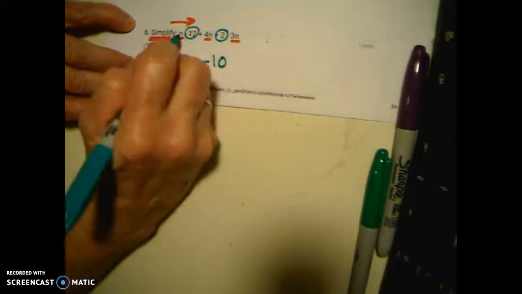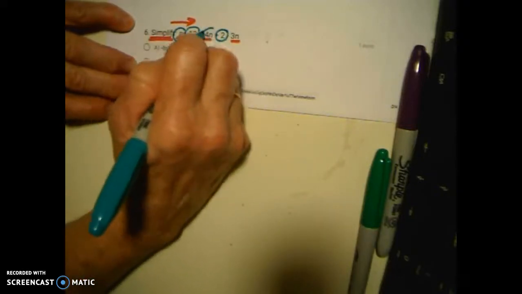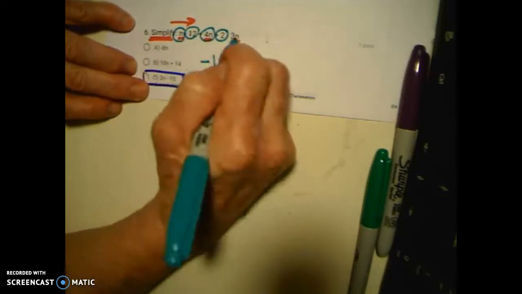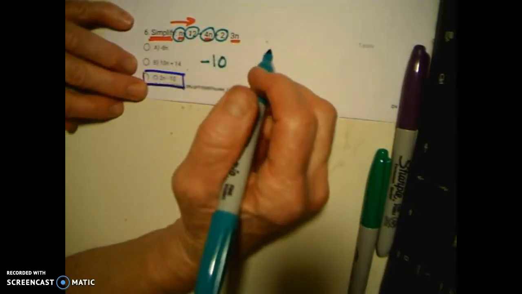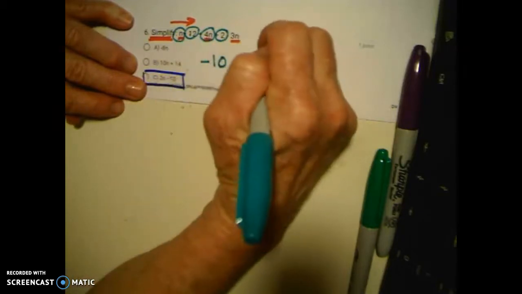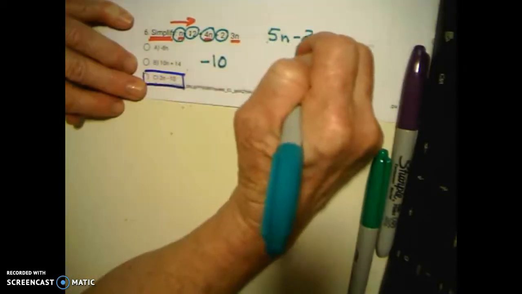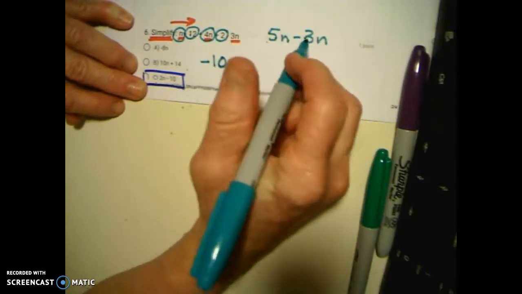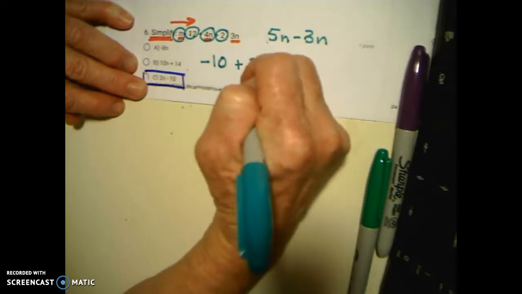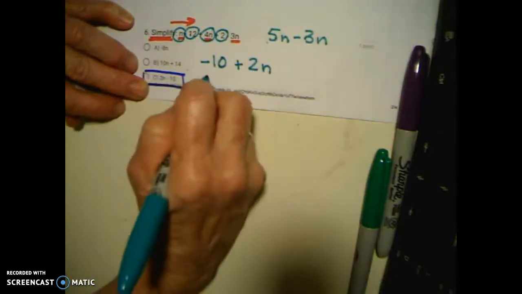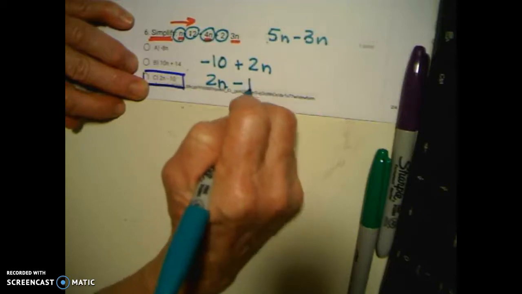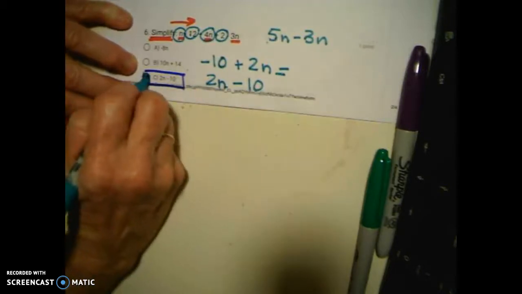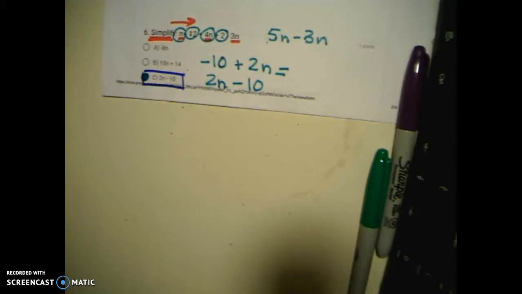Then I have my n plus my 4n, that's 5n, minus 3n. Okay, so n plus 4n is 5n, so I have 5n minus 3n. 5 minus 3 is 2, and I keep the n, so plus 2n. I could write it this way, or I could write it the way it is in the problem, 2n minus 10. Those two things are equal to each other. The correct answer was C.